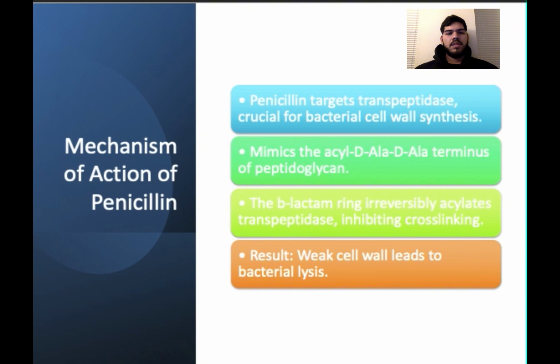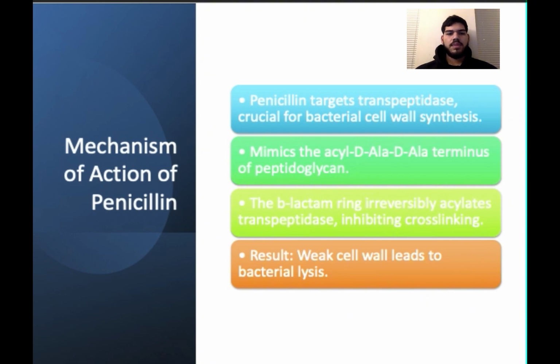Structurally, penicillin mimics the acyl D-Ala terminus of peptidoglycan, tricking the enzyme into binding it. Once it binds, the highly reactive beta-lactam of penicillin forms a covalent bond with the enzyme, irreversibly acylating it. This prevents the enzyme from functioning, leaving the bacterial cell wall weak and vulnerable to osmotic pressure. As a result, the bacteria burst and die.